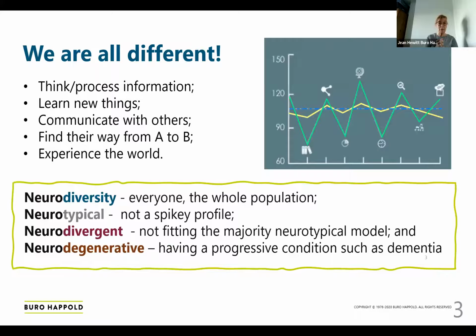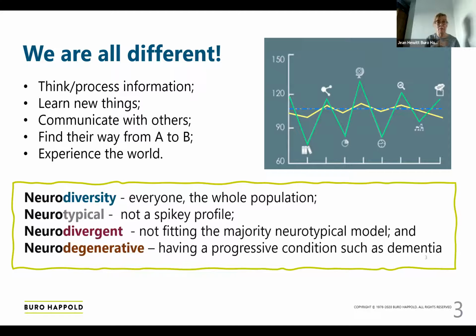So we think and process information differently, we learn new things differently, we communicate with others differently, we even find our way around places differently, and we experience the world differently. How differently is a question of our neurocognitive profile. On the top right of the screen, you can see a typical graph, and there's a blue dotted line through that. It's a very straight line. That person doesn't exist. They're completely equal in every way on mathematics, swimming, English, everything. Obviously that person doesn't exist.